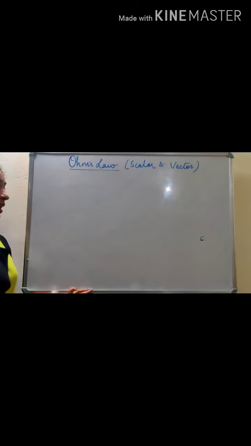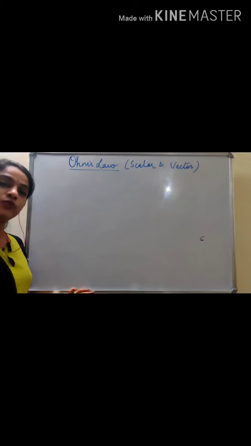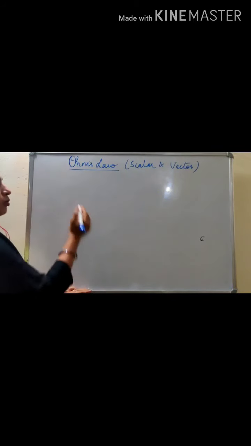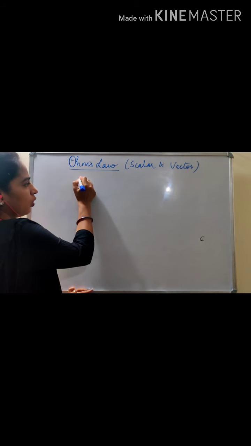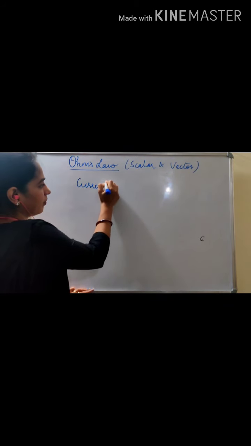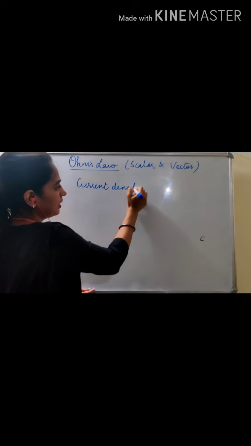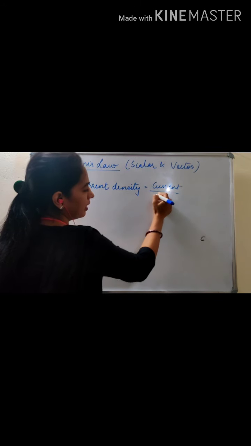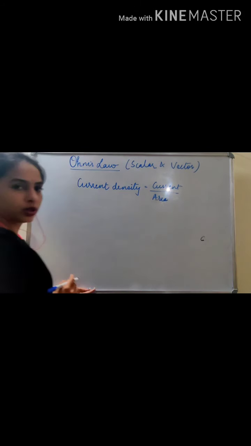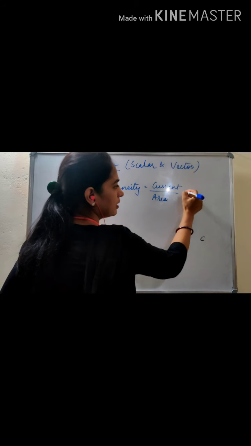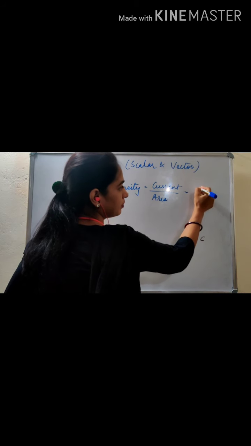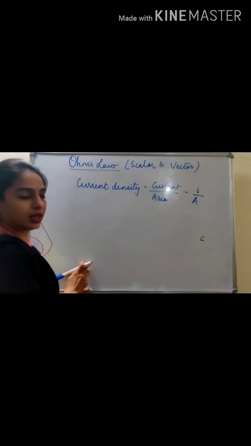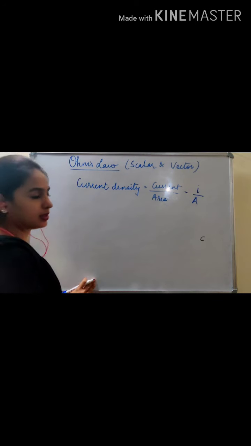Then how do we get the vector form of Ohm's law? For that we have to study the vector form of current. Okay, what is the vector form of current? That's a new quantity called current density. Okay, what is current density? Current density is current per unit area. Current is represented by I and area by A. So that is I by A. Current per unit area is current density.